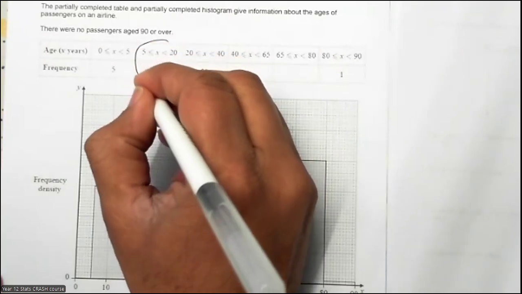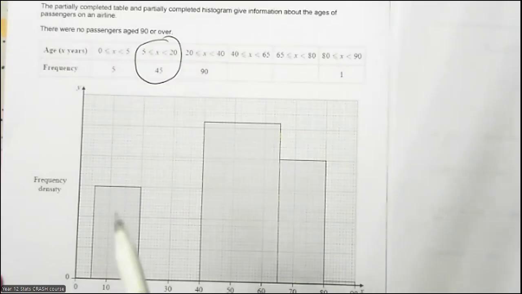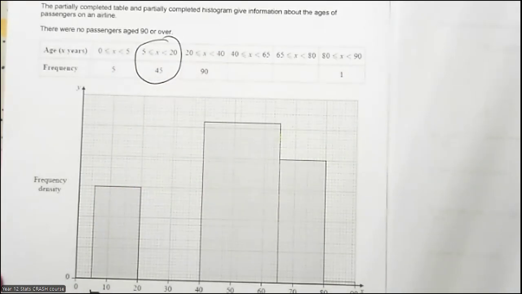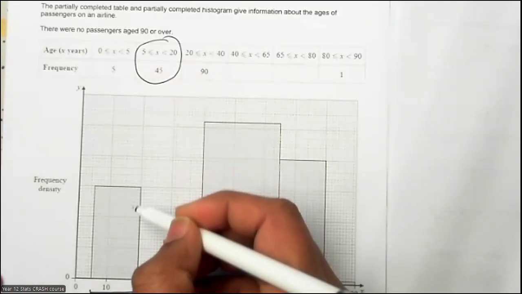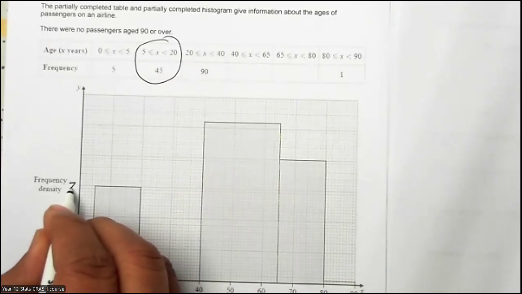And I can see from here, it is this one this time. I've got the frequency 45. We've got a bar as well. So guys, frequency 45 should be the area. So let's try to see what it is. This is 15, and 15 times 3 should give you 45. That means this should be 3, the height.